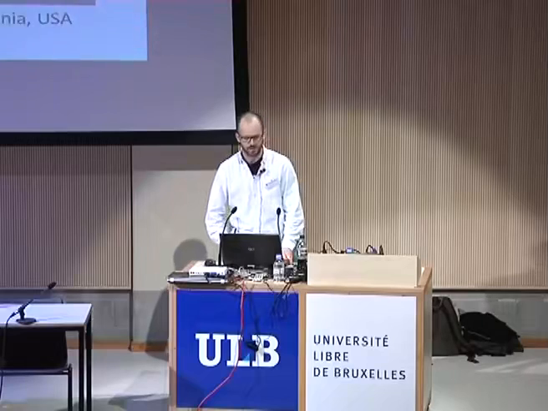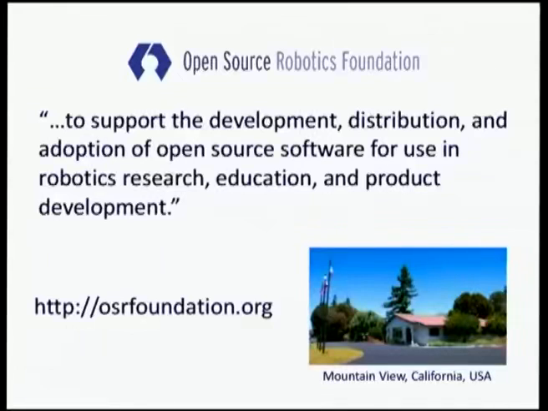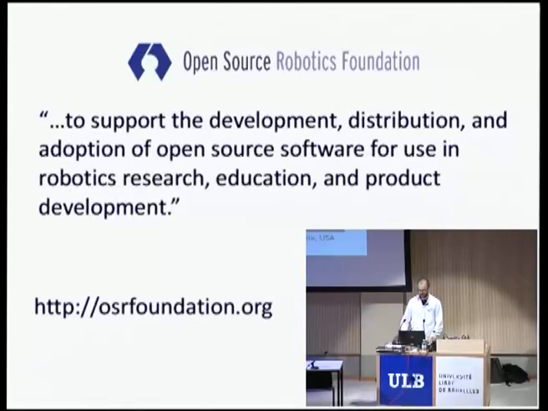We're from the Open Source Robotics Foundation. What we do is support the development, distribution, and adoption of open source software for use in robotics research, education, and product development. That's very broad. We can fit a whole lot of things in there. That's our website, OSR Foundation. We have the little building there in Mountain View, California, out in Silicon Valley.